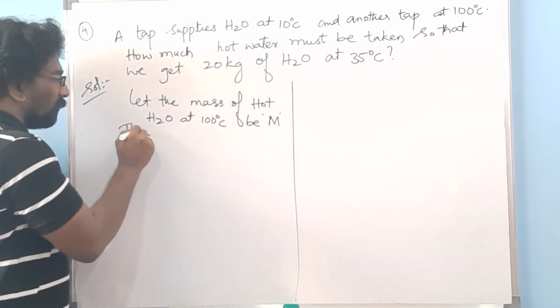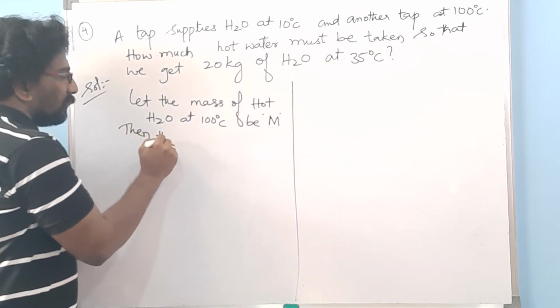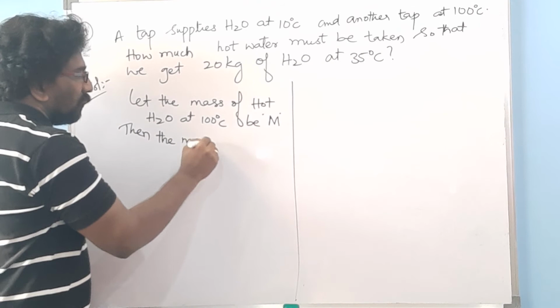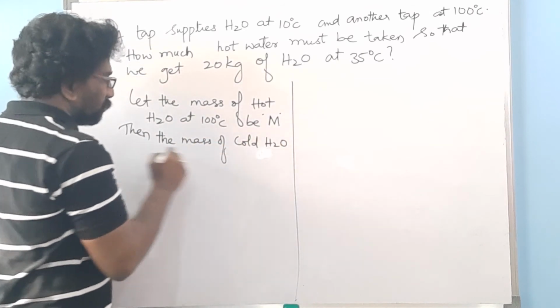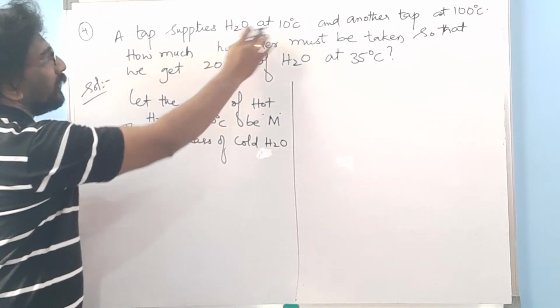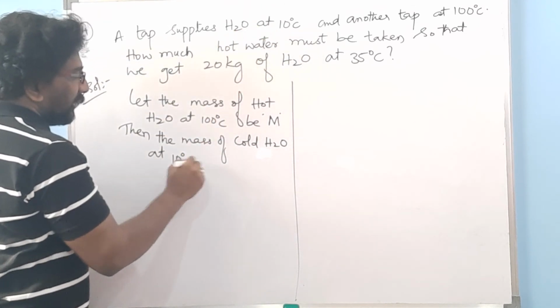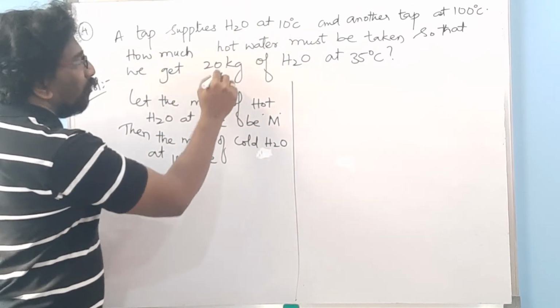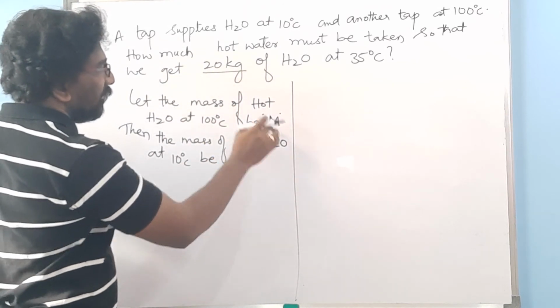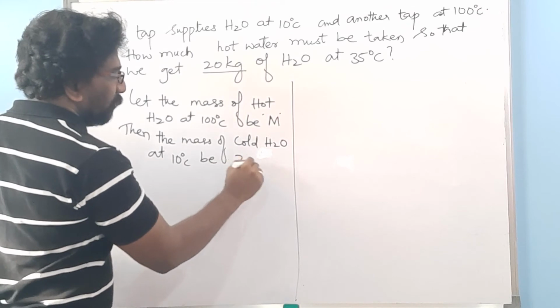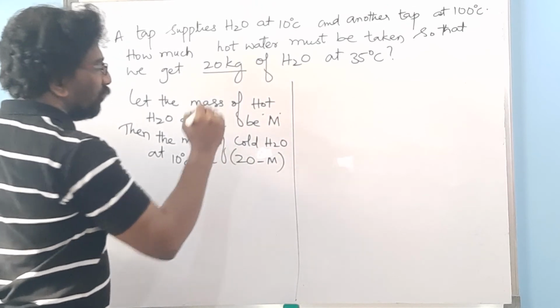Then the mass of cold water at 10 degrees Celsius be, what is the final mass? It is 20. So now the cold water mass will be 20 minus m. It will be 20 minus m.